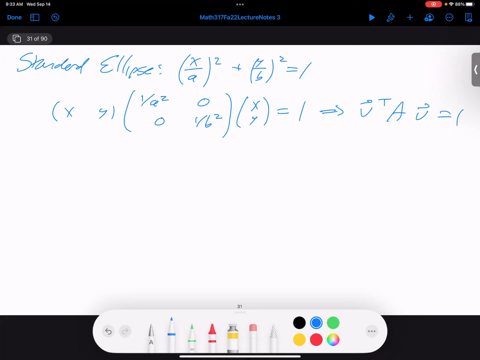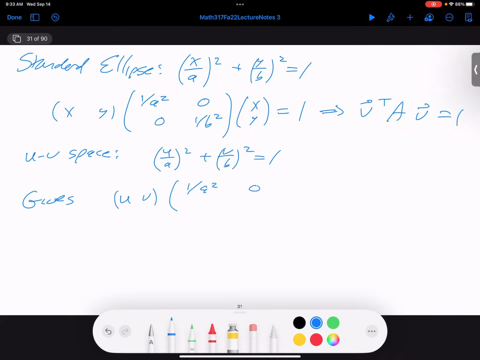Well, we know how to write things in UV space. So in UV space, I would have u over a squared plus v over b squared equals 1. And so this would then lead to [u v] times the matrix [1 over a squared, 0; 0, 1 over b squared] times [u v] equals 1.